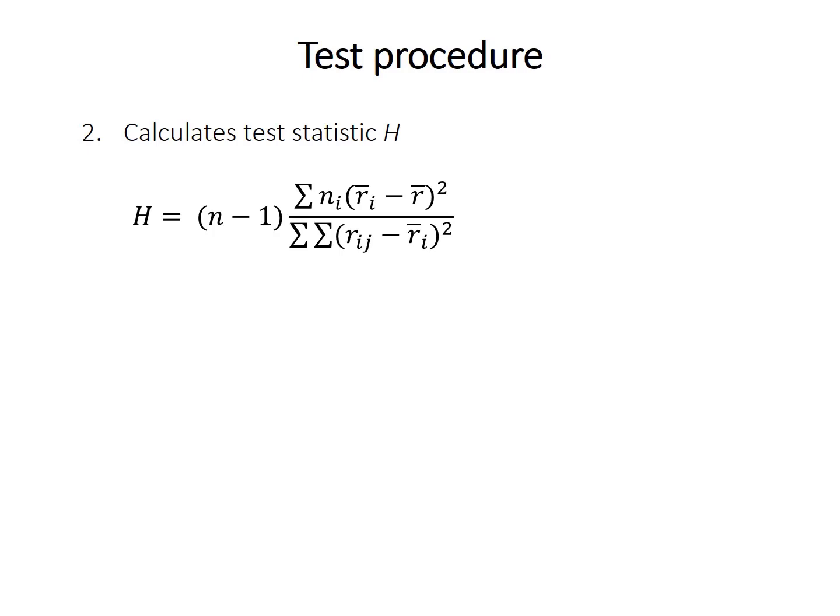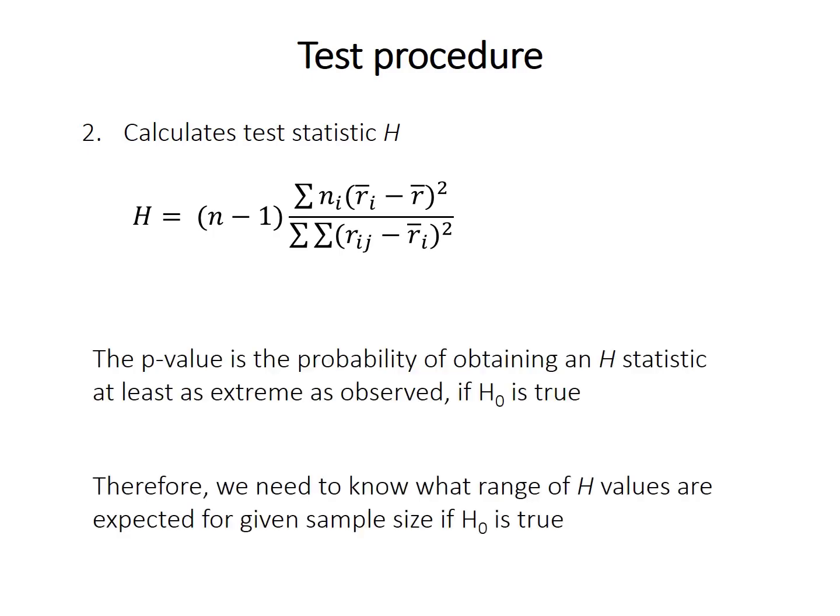But to calculate the p-value, we need to know the probability of observing an H statistic at least as extreme as we did if the null hypothesis is true. So we need to know what is the expected distribution of H statistics for a given sample size in the case of H naught being true.